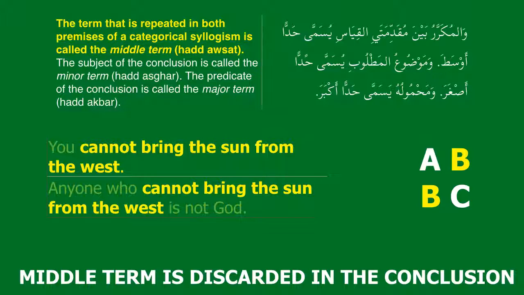You cannot bring the sun from the west. Anyone who cannot bring the sun from the west is God. Conclusion is, you are not God. There's no middle term. B is not there. The role of the middle term was simply to connect the two propositions, to enable inference, and it's discarded in the conclusion. So the middle term is extremely important in a categorical syllogism. So this is the middle term.